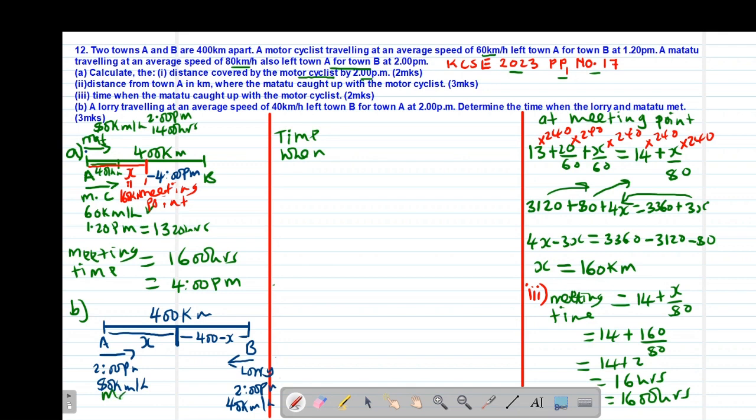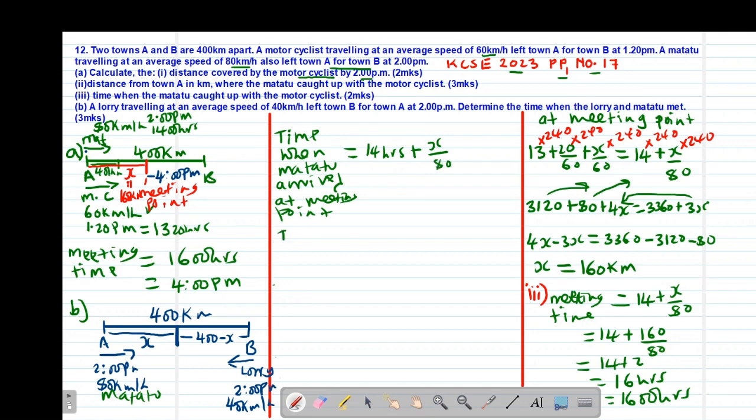So this is our Matatu, and the other one is the lorry. The time when the Matatu arrived at the meeting point will be given by arrival time, which is departure time plus time taken. The Matatu departed at 2 p.m., which is 14:00 hours. Then you add the time covered by the Matatu from A to the meeting point. Time is distance over speed. So with the distance being x, divided by the speed of the Matatu, which was 80 kilometers per hour.